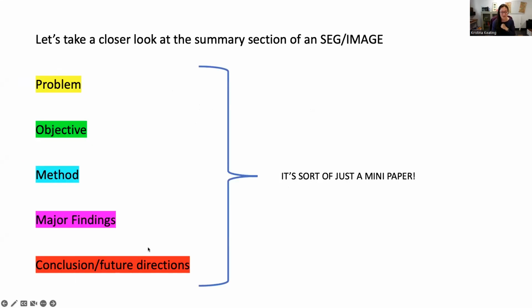So let's quickly take a closer look at the summary section of an SEG or an IMAGE conference abstract, right? As Vivian mentioned, the abstract needs to contain certain things. It needs to contain the problem statement. It needs to contain the objective of what you're trying to do with your research, information about the methods. It needs to contain the major findings, and it needs to contain the conclusions or possibly the future directions of your research, right? And so this abstract really looks like just a mini paper.